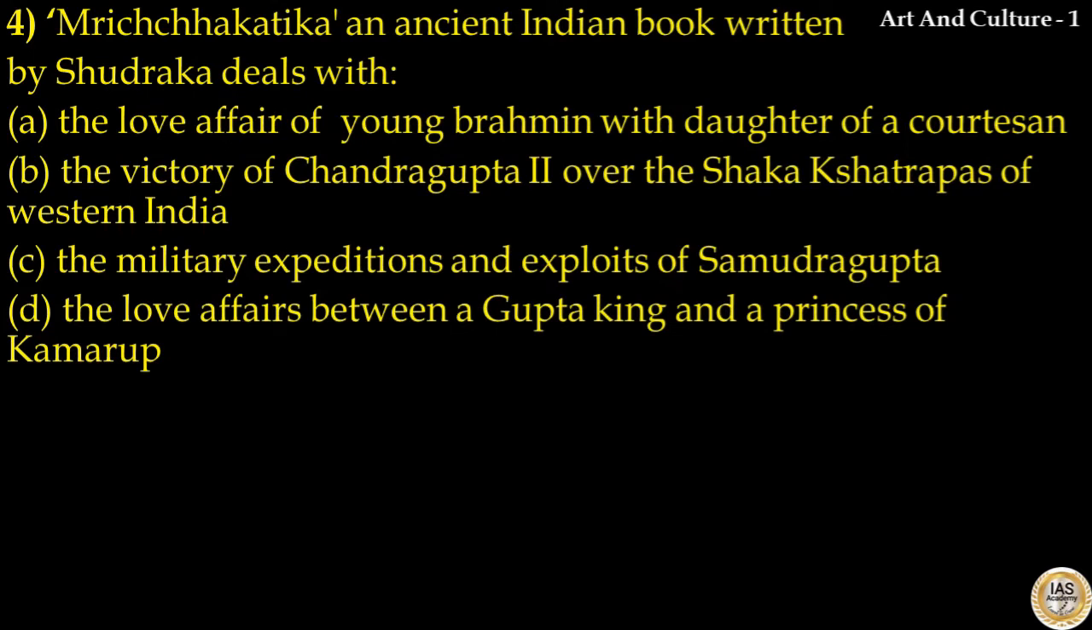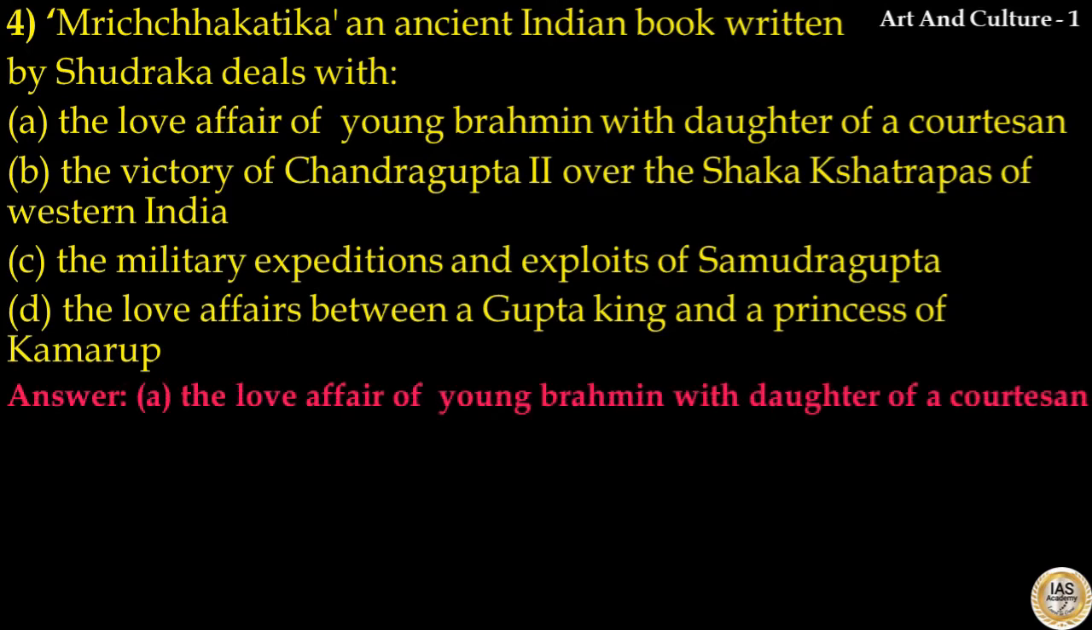Question number 4. Mrichchhakatika, an ancient Indian book written by Shudraka, deals with option A the love affair of young Brahmin with daughter of courtesan, option B the victory of Chandragupta II over the Shaka Kshatrapas of Western India, option C the military expeditions and exploits of Samudragupta, option D the love affairs between Gupta king and princess of Kamrup. The answer to this question is option A.